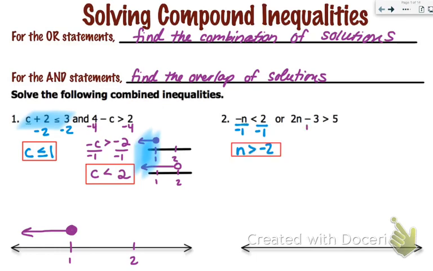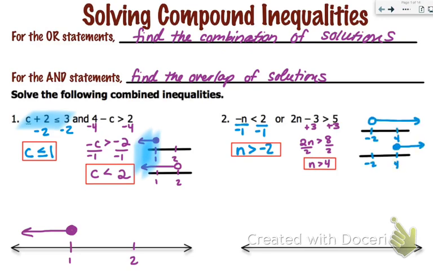Our second one is 2 steps: add 3 to both sides, then divide both sides by 2. We get n is greater than positive 4. So again, let's do our little side work and graph them. Then we can see that the word is or, so it's anywhere where there's a solution. Left to right, it starts at negative 2 and goes forever to the right. So what we need is an open circle at 2 and our arrow going forever to the right.